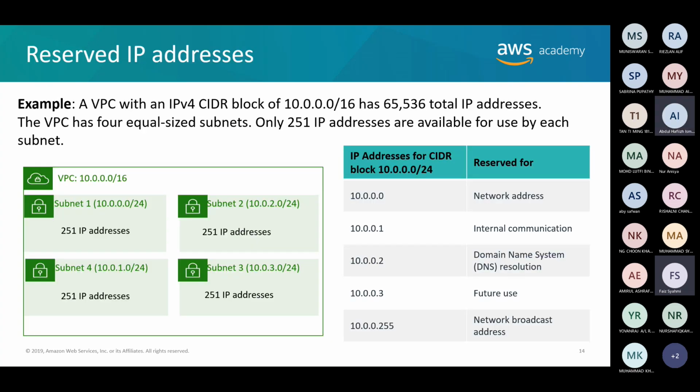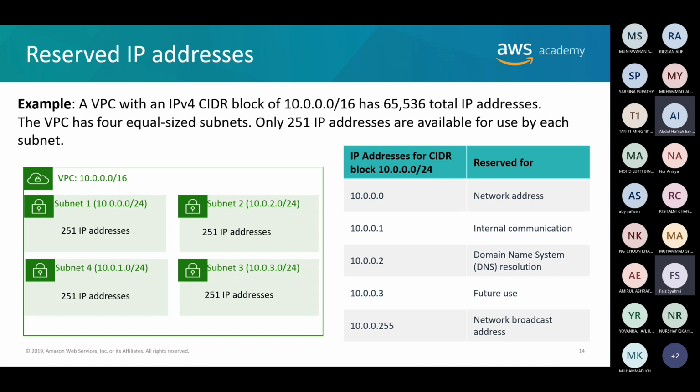So when you create a subnet, it requires its own CIDR block. For each CIDR block that you specify, AWS reserves 5 IP addresses within that block, and these addresses are not available for use. First is for the network address, second for the VPC local router, third for the domain name system, fourth for future use, and fifth for the network broadcast address.